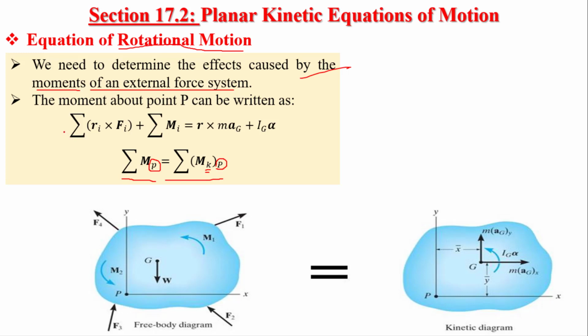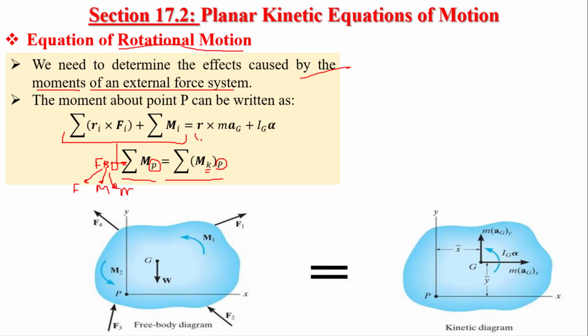So the first part of this equation represents the summation of moment around B for whom? For the external force and external moment, or for the free body diagram, where the free body diagram includes external forces, external moments, and weights.